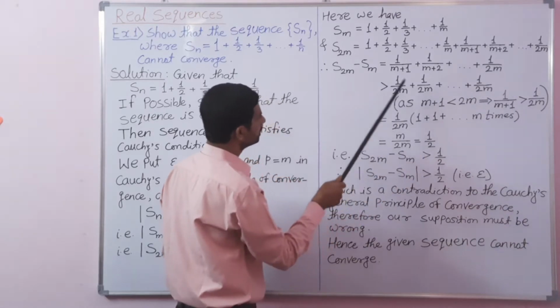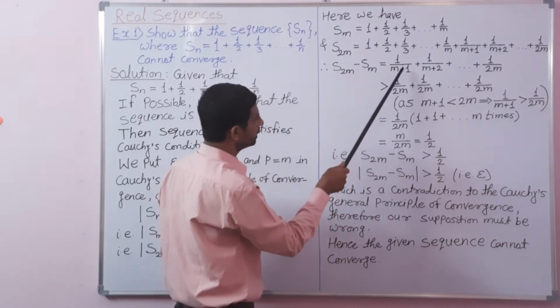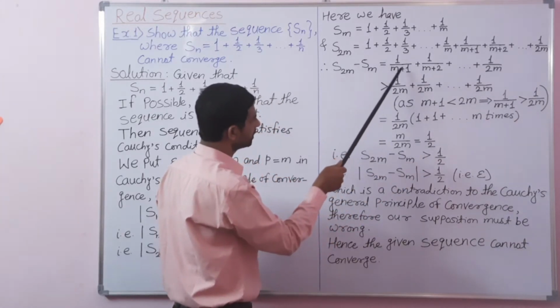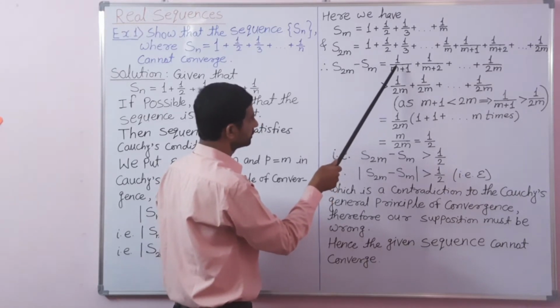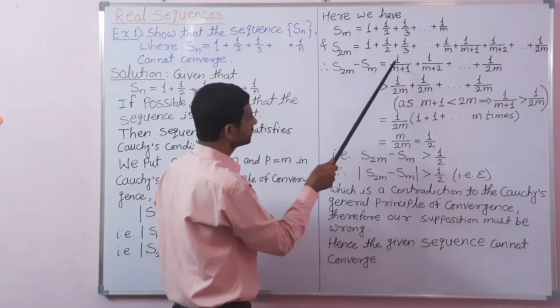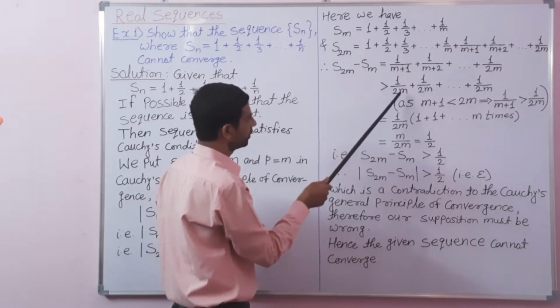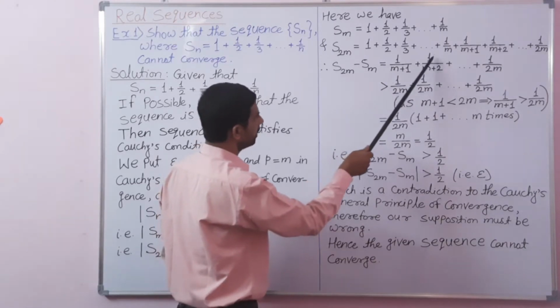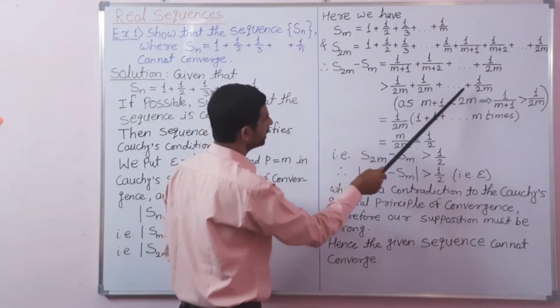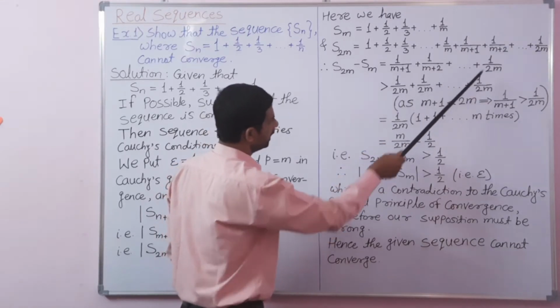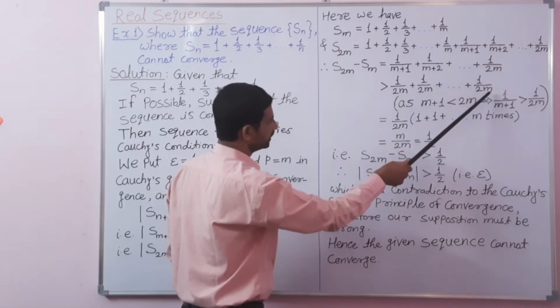So therefore 1 upon m plus 1 is greater than 1 upon 2m. So for the 1 upon m plus 1, we are substituting a term which is less than it, and that term is 1 upon 2m. Similarly, 1 upon m plus 2 is greater than 1 upon 2m and continued up to the last but one term, and the last term we have continued as it is.